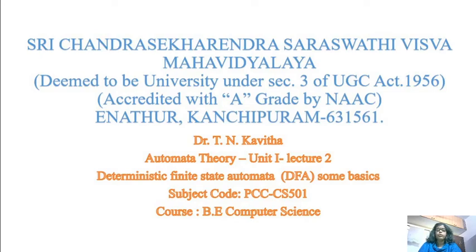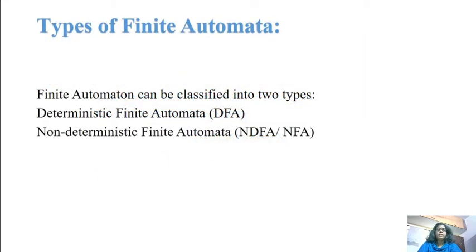Today we are going to see some basics of deterministic finite state automaton. Here in this lecture, first of all we have to know the types of finite automaton. The finite automaton can be classified into two types. One is deterministic finite automaton, that we call DFA, and non-deterministic finite automaton, that we call NDFA or NFA. Okay.